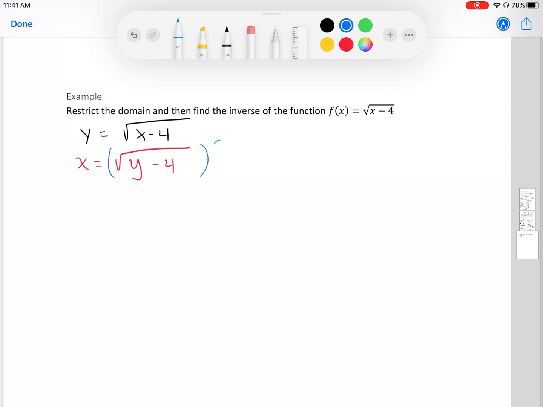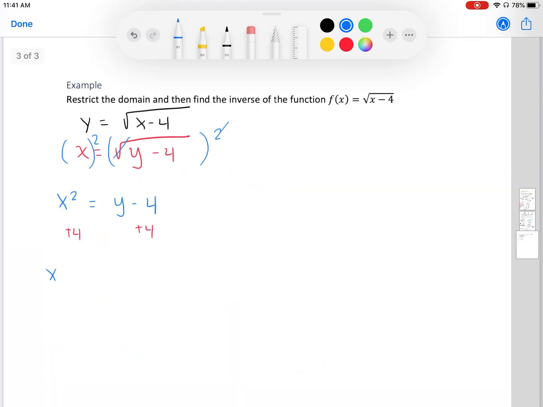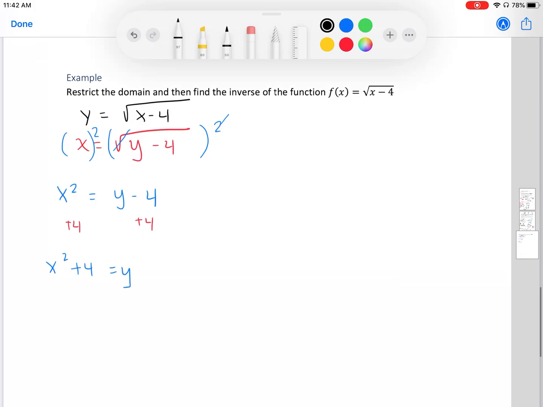So I want to square that to undo that square root. So then, and when we do it to one side, we do it to the other. So I'm left with x squared is equal to y minus 4. Lastly, I want to get y by itself, so I add 4. And we're left with x squared plus 4 equals y. Now I want the inverse notation, so I have f inverse of x is equal to x squared plus 4.